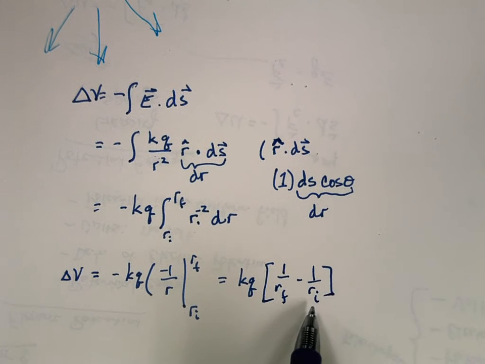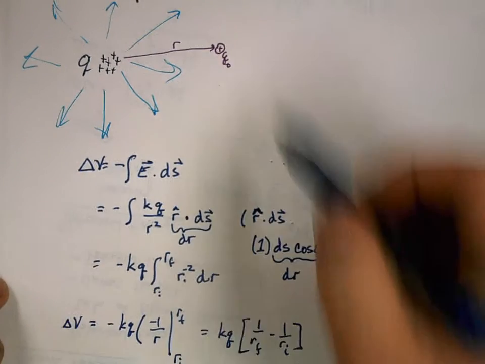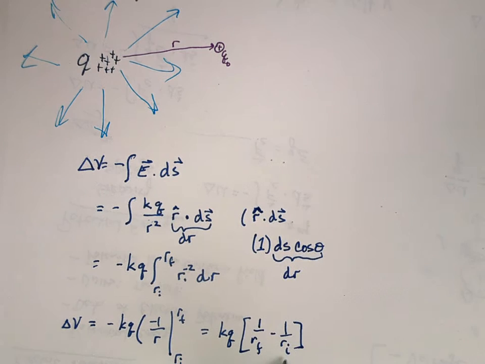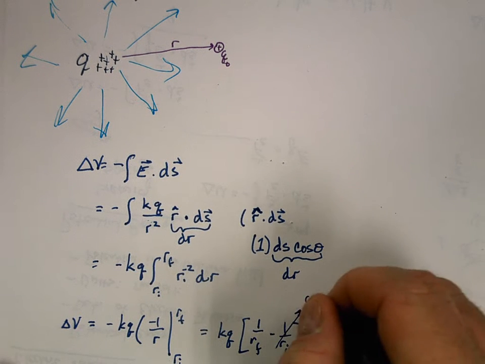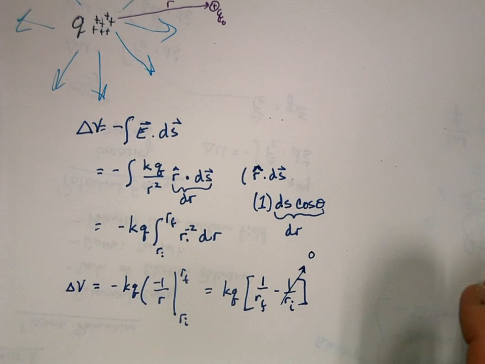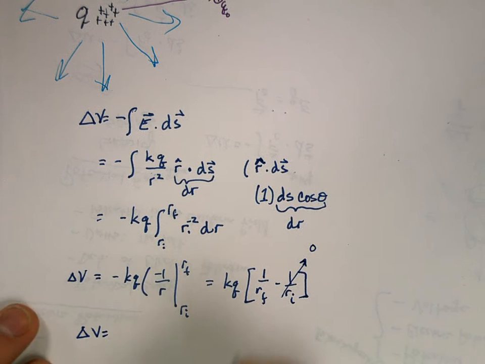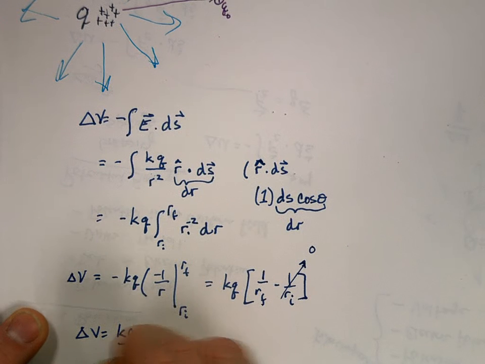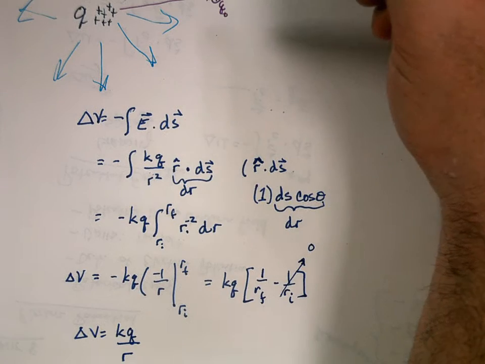But where did we start? Remember, we moved this test charge in from an infinite distance away. If our initial r is infinite, 1 over infinity is ostensibly 0, so that term goes to 0 if we start from infinite distance away, and our voltage equals kQ over r, which is just the distance that we are away from our original charge.